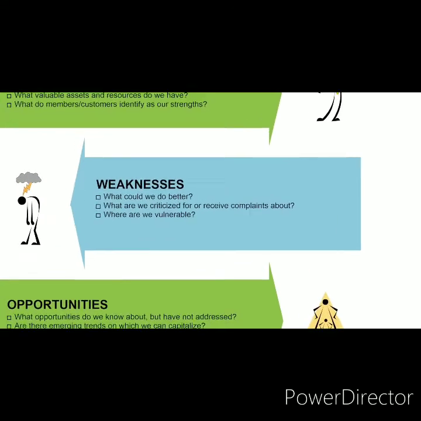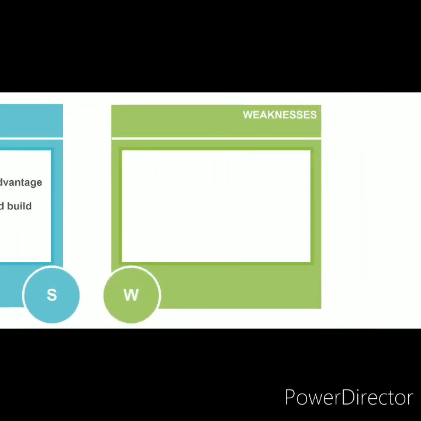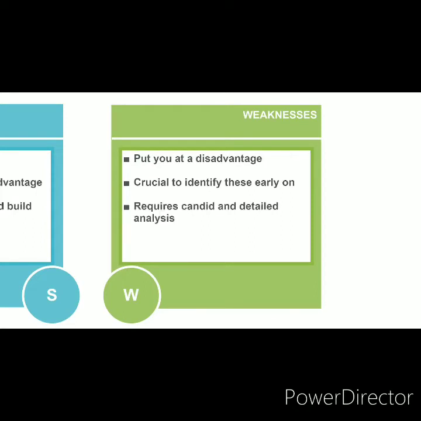Next, you'll want to identify ways to improve on your weaknesses. Weaknesses are the factors that put you at a disadvantage to your competitors. Figuring out what these weaknesses are and taking actions to lessen them before they hurt your business is essential. This stage requires a detailed and candid analysis of what is going wrong within your organization.